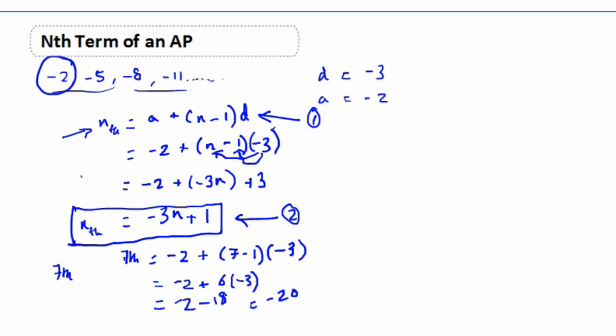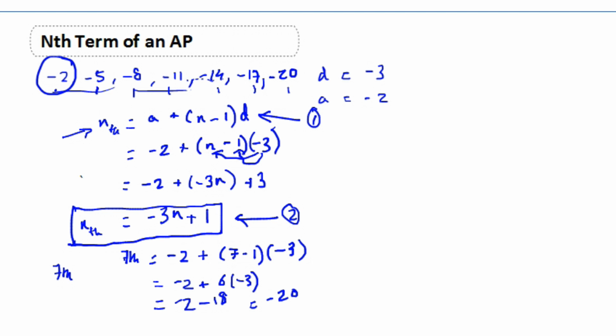Now is it really -20? So we've got four terms here. Let's try and find the 5th, 6th and 7th terms. So -11, minus 3 will give us -14. -14 minus 3 is -17, and -17 minus 3 is -20. So that's the first, second, third, fourth, fifth, 6th, 7th, and yes, the 7th term is -20.